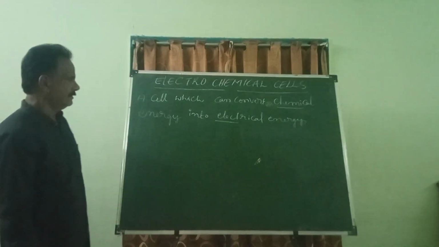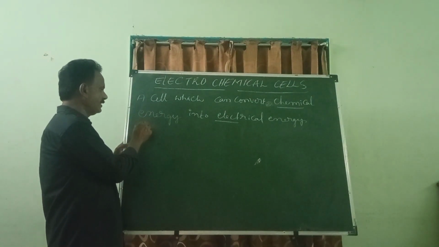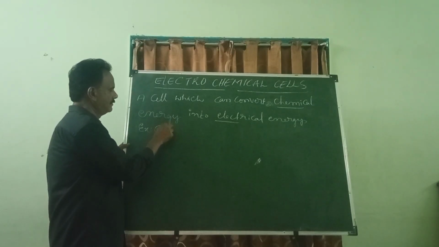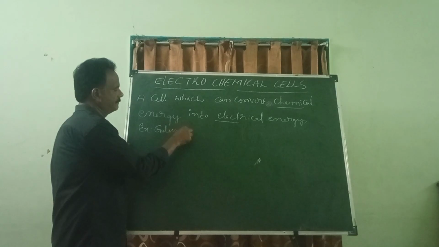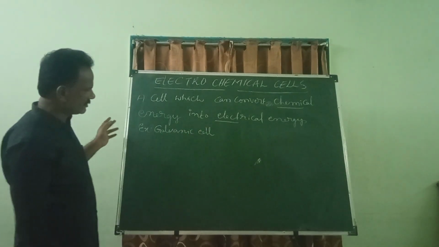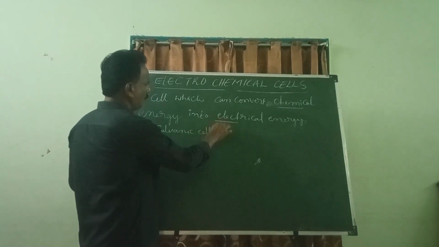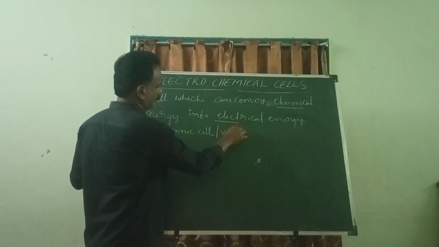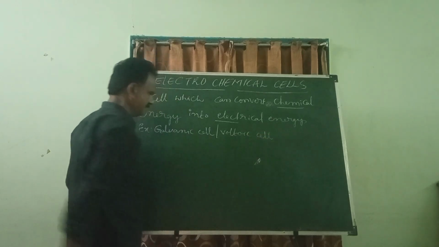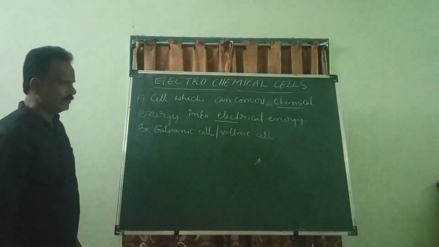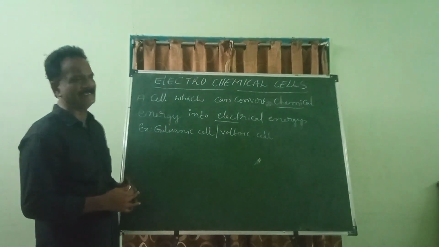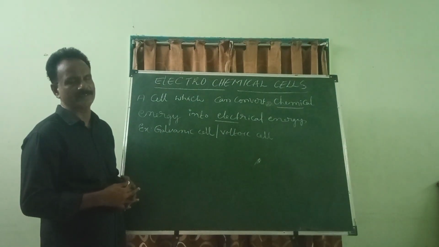Okay. The general example for electrochemical cell is galvanic cell. This is also called as voltaic cell. Okay. Now let us see the construction of voltaic cell by taking zinc and copper.